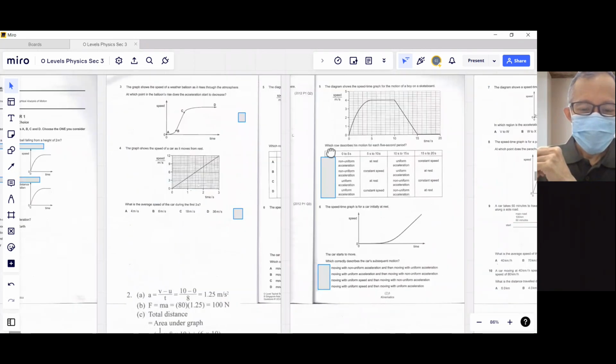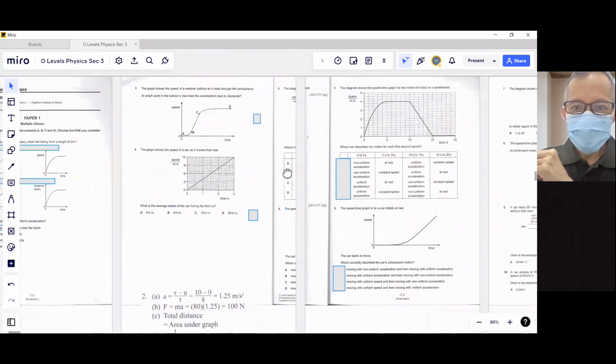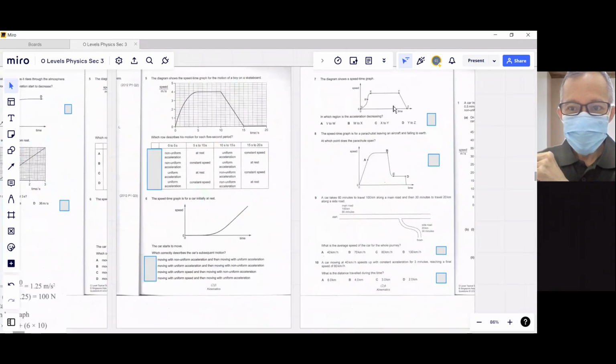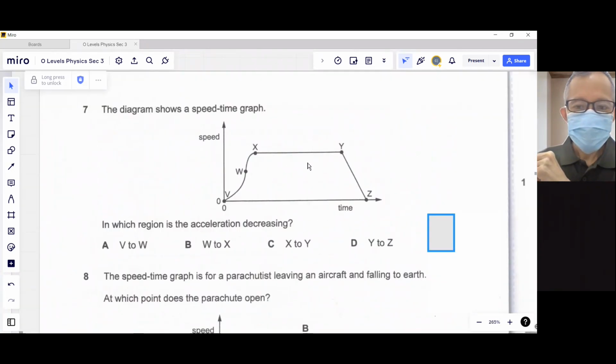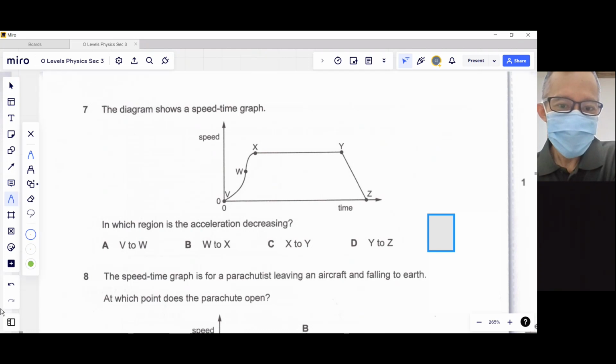Okay, question 7. Why? You see that from point 0 to point W, is that even called an increase? And from point W to point X, the steepest point, there's more acceleration in it. Okay, come, let's look at it. Now, acceleration depends on slope. I think that one you all should have figured out.